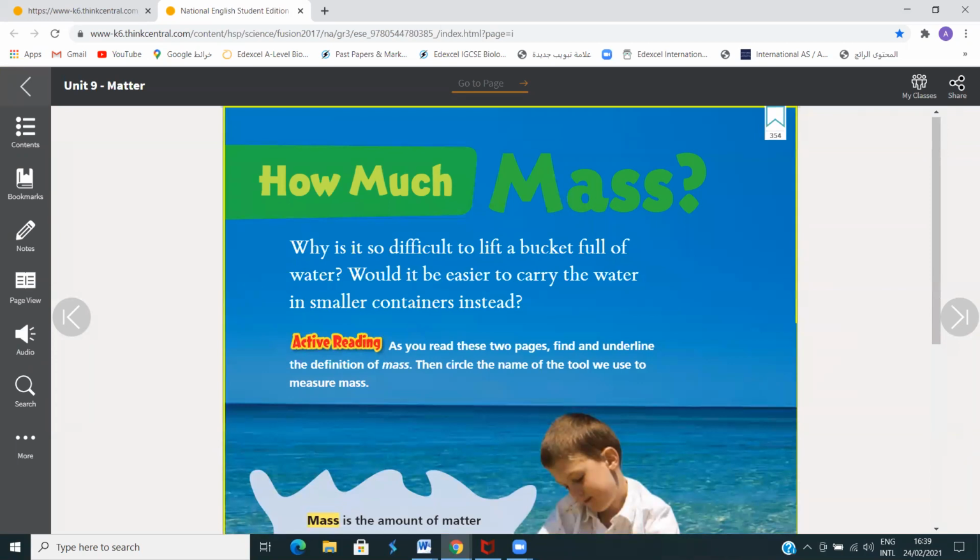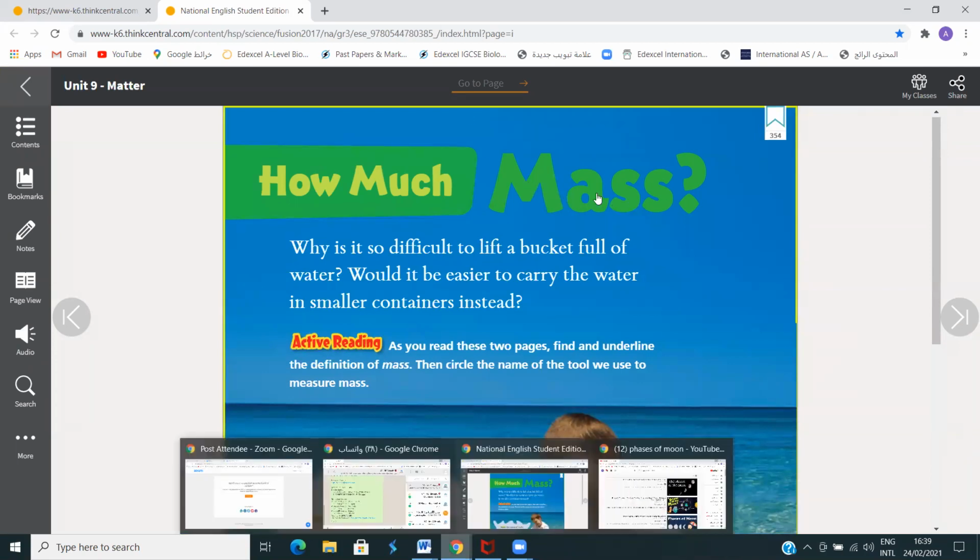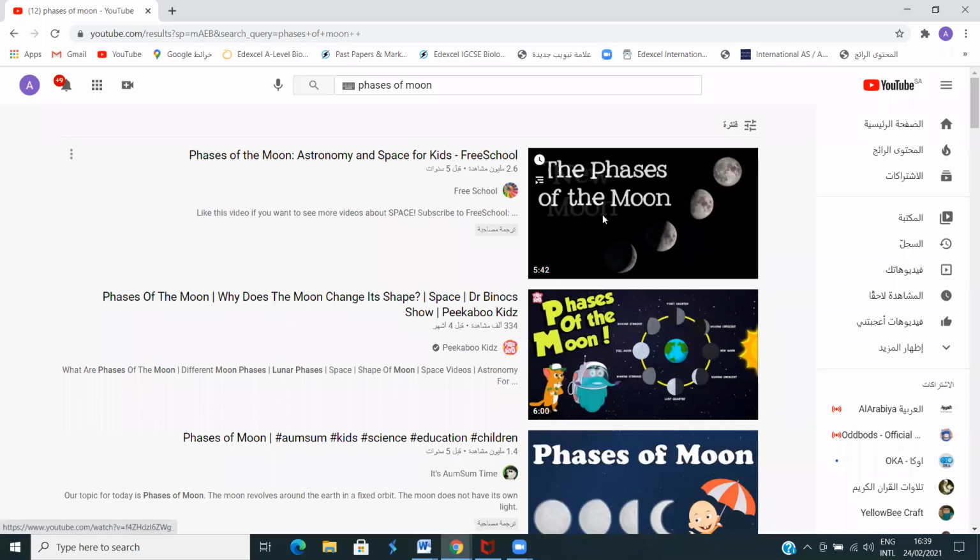What is the matter? First, some student asks me to revise the phases of the moon. All the students revise with me at the same time the phases of the moon, because it's very important in the exam. So my students, listen.